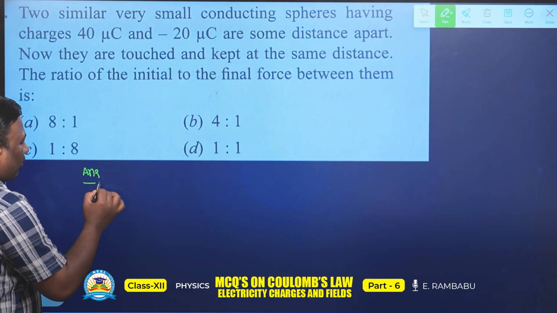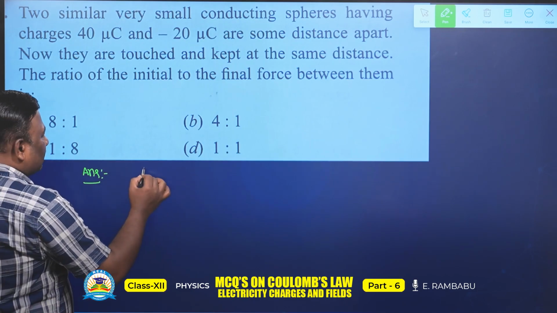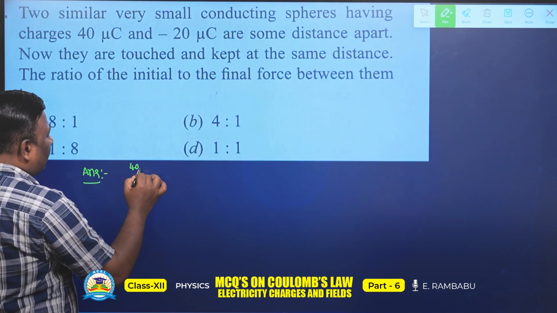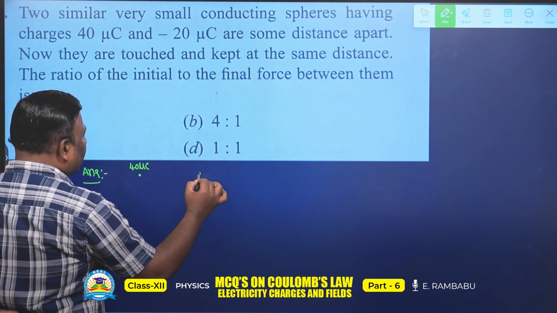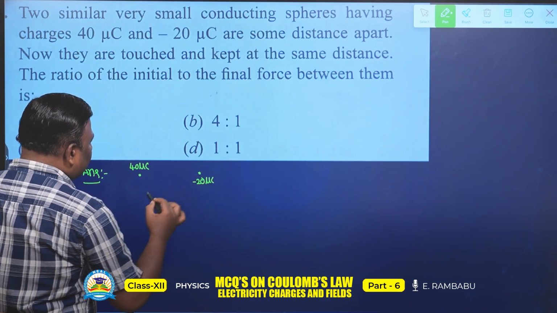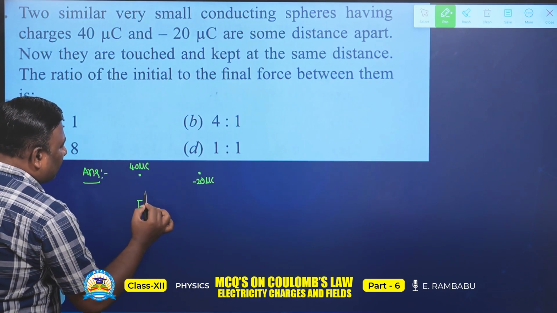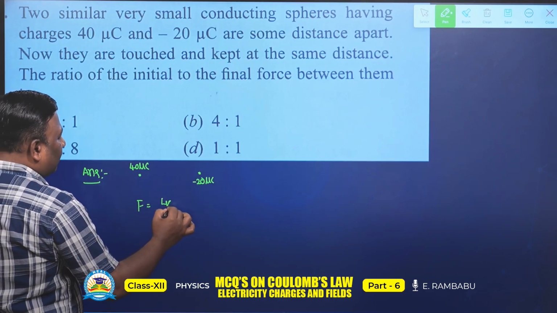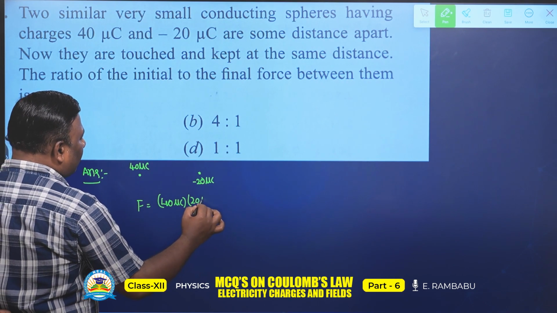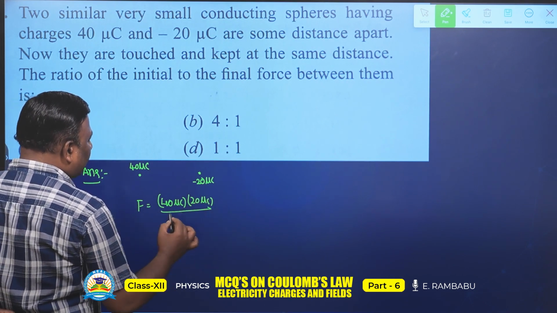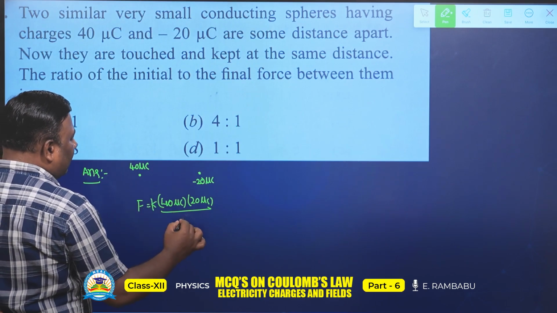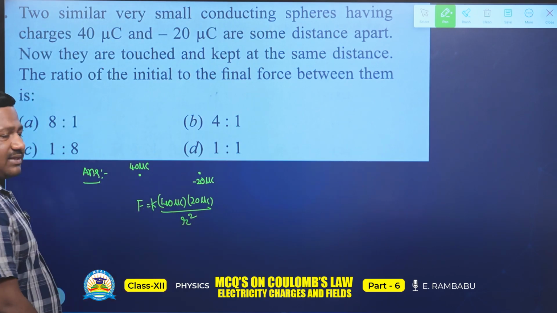So here I am going to consider two charges. The first charge is 40 microcoulomb and the second charge is minus 20 microcoulomb. Whenever these two charges are kept at a certain distance, the force is 40 microcoulomb into 20 microcoulomb divided by 4 pi epsilon naught. 1 by 4 pi epsilon naught can be taken as k, and the distance can be taken as r square.